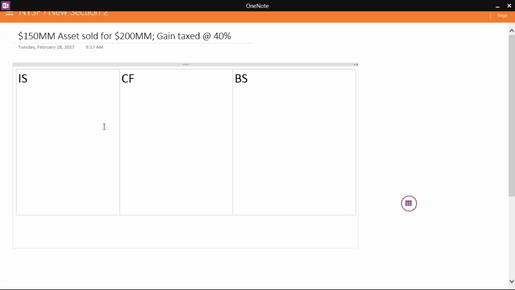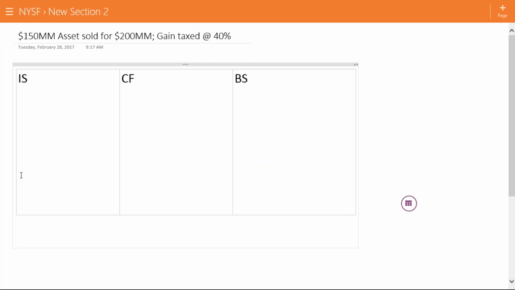Okay, so what do you think happens? Gain on sale first of all, right? We have a gain on sale. How much? Okay, then what? Taxes. Taxes? 20. And so net income goes up by 30.